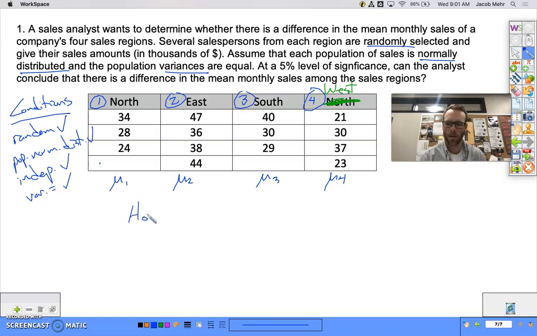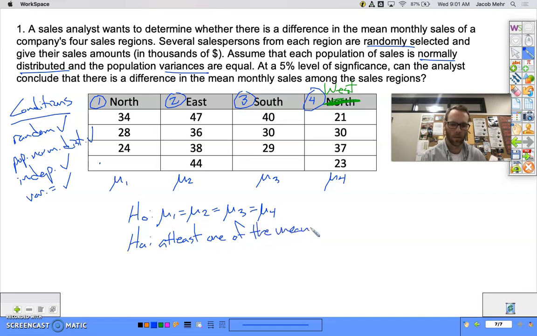What is our null hypothesis? Our null hypothesis is that all the population means are the same. So that would be mu1 equals mu2 equals mu3 equals mu4. Our alternative hypothesis is at least one of the means is different. And the question is, can the analyst conclude that there is a difference in the mean monthly sales? So we'll call that our claim.